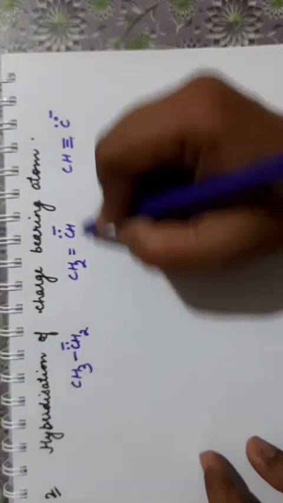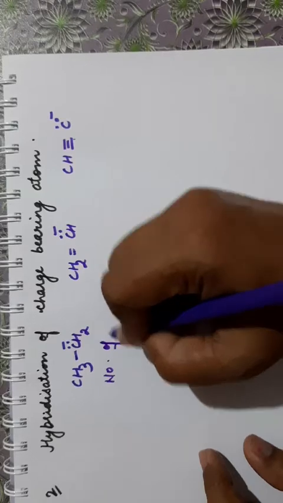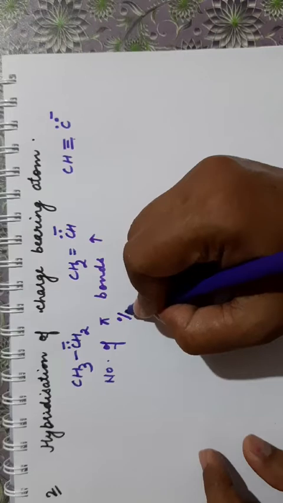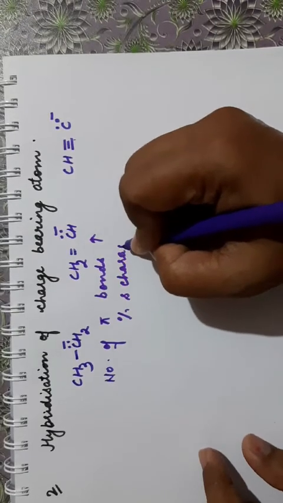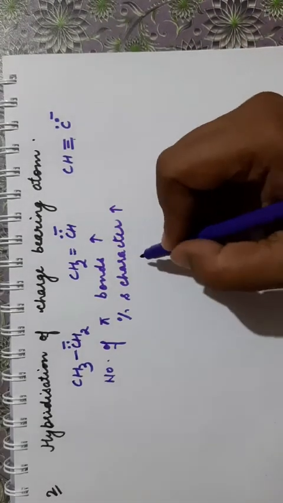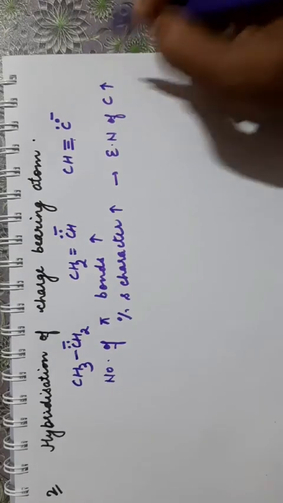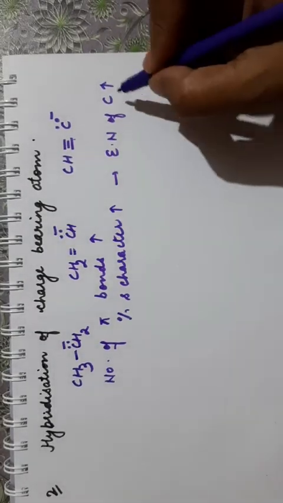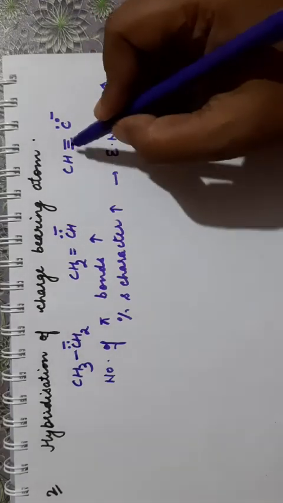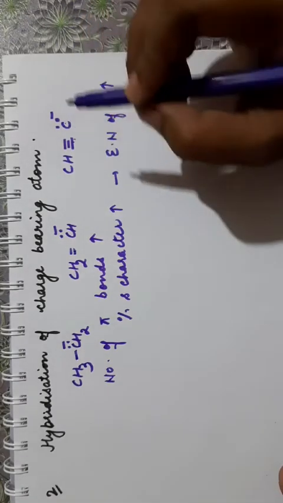Now as the number of pi bonds increases, the percentage S character also increases. Clear? Percentage S character will increase. Percentage S character increase means electronegativity of carbon will also increase. Clear? So as the electronegativity increases, what will happen? This is most electronegative in nature because it is triple bonded, maximum percentage S character. So it is most electronegative.